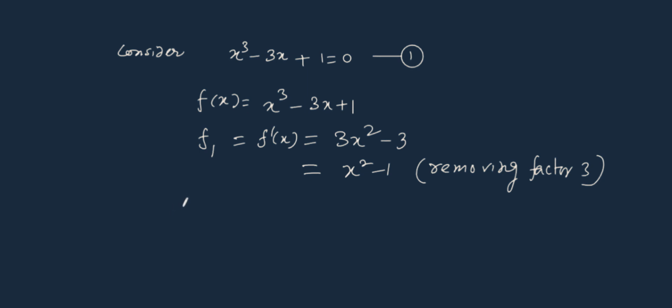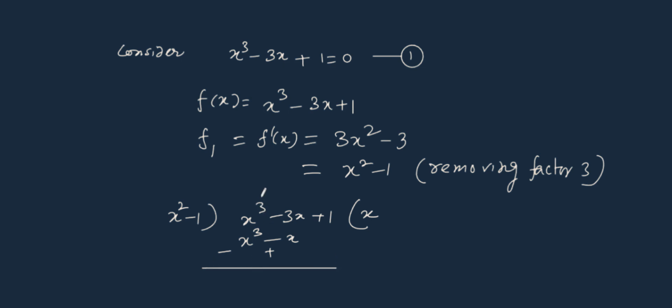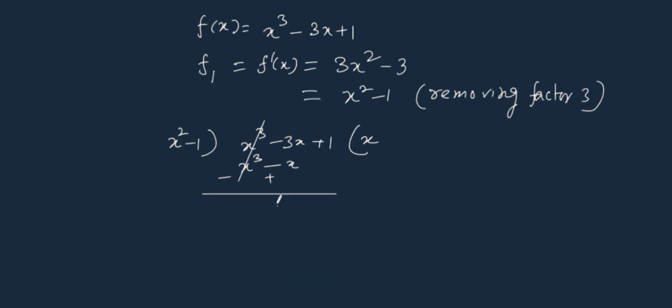So we have to divide f by f1, that is, divide x cube minus 3x plus 1 by x square minus 1. So put x here, we will get x cube minus x, change their sign, okay, cancelled, negative 2x plus 1. So the next divisor is negative 2x plus 1, and we have to change its sign, so our f2, the next Sturm's function, is 2x minus 1.